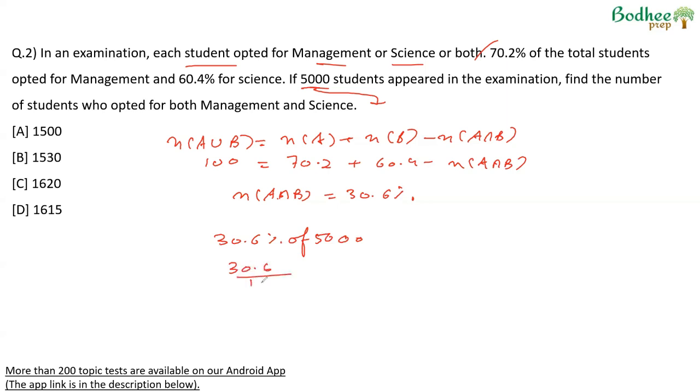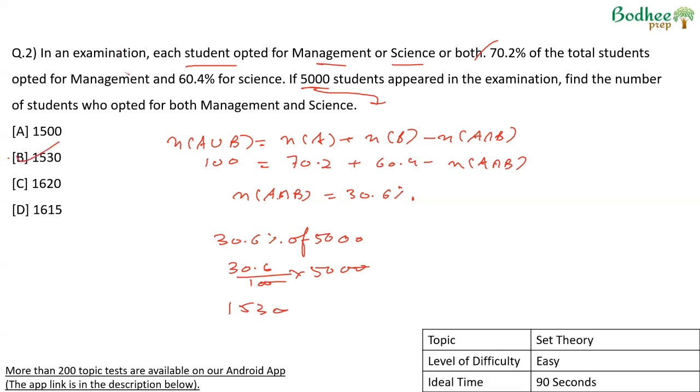Therefore, 30.6 upon 100 into 5,000, 0 cancelled. 306 into 5, which will be 1530. Option B becomes the answer. Again, level of difficulty wise, easy question, 2 sets, not more than a minute and a half to solve.